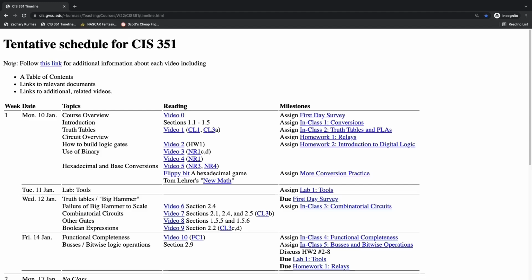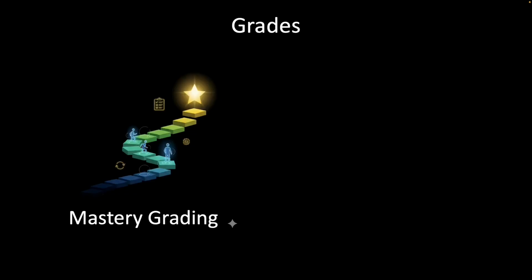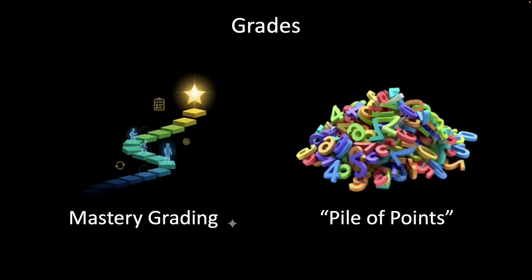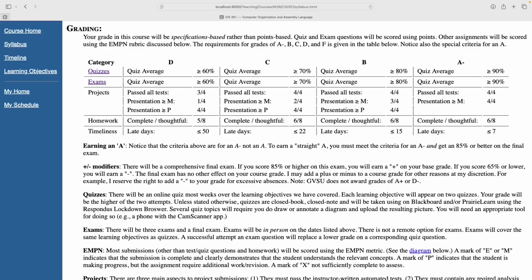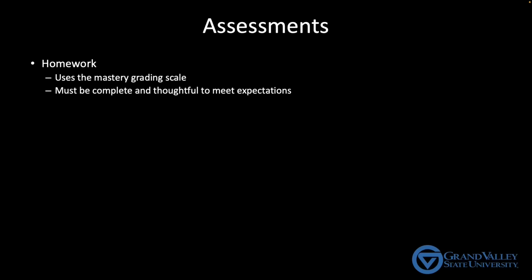The next thing you should know is that this course will be a combination of mastery grading and the old-fashioned pile of points. This section of the syllabus shows how your final grade is determined. Notice that there are 4 categories: quizzes, exams, projects, and homework. Homework uses a mastery scale, where homework must be complete and thoughtful to meet expectations. I don't necessarily expect every problem to be perfect. However, it should be clear that you've put in an honest effort. That means you can't just rush through writing garbage down and have it meet expectations.